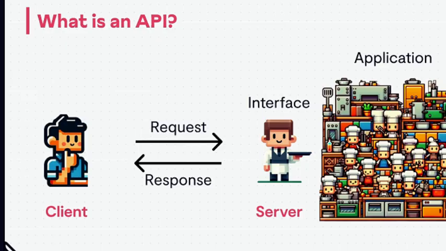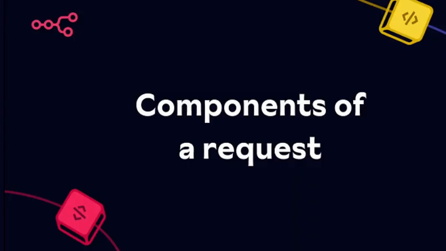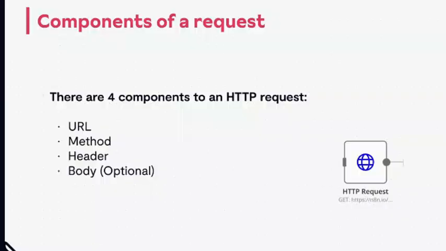We also have the client-server notions. In this case, you would be the client, and the application and the interface would be the server. So keep these in mind when you see these terms. When using APIs, we have, as mentioned earlier, requests and response. So we're going to break down the different components of a request and the different components of a response. Starting with a request. There are four main components to an HTTP request.